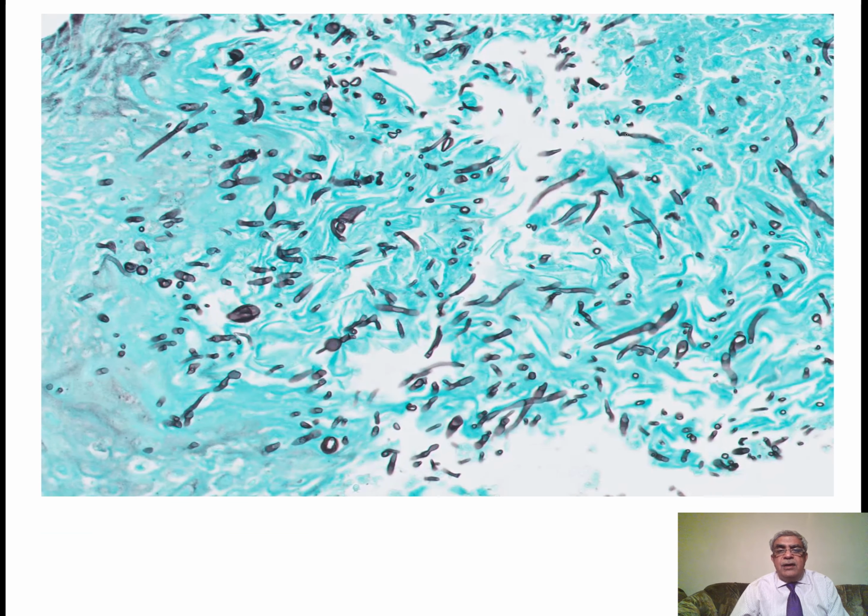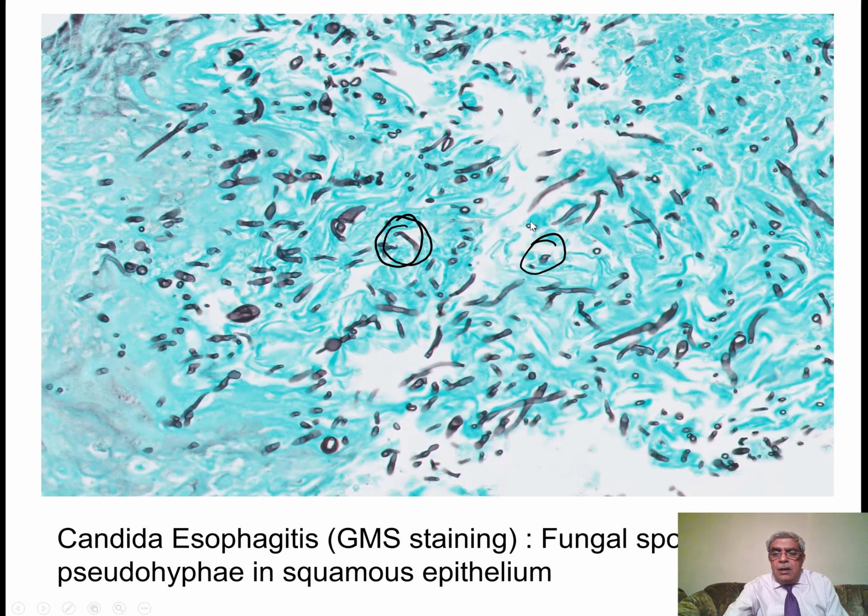Again, you can find fungal hyphae. These are the fungal hyphae. And these are the fungal spores, which are shown by GMS staining, that is Gomori's methenamine silver staining, fungal spores and pseudohyphae in squamous epithelium, which are demonstrated on GMS staining.